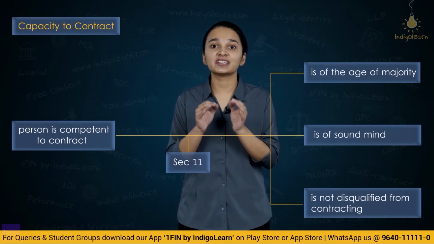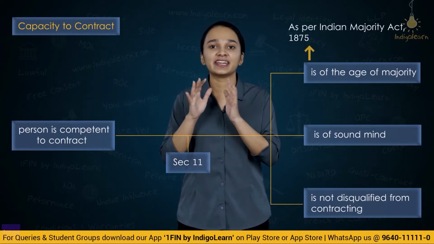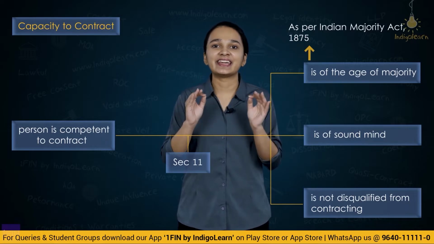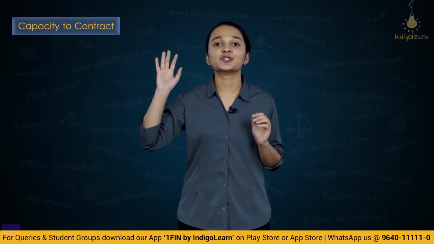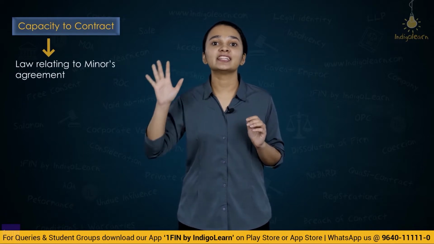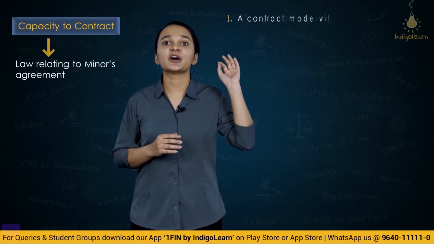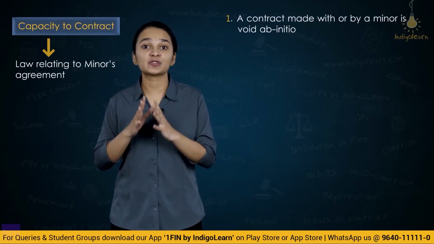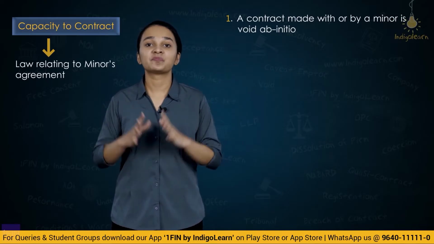Now this age of majority is prescribed by the Indian Majority Act, and the age which has been prescribed is 18 years. And in this, we have also understood the rules regarding a minor's position in an agreement. An agreement which is made by a minor is void ab initio. We have also seen a case law here, Mohori Bibee versus Dharmodas Ghose.